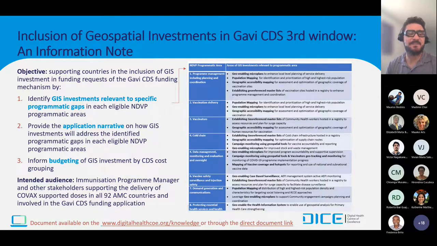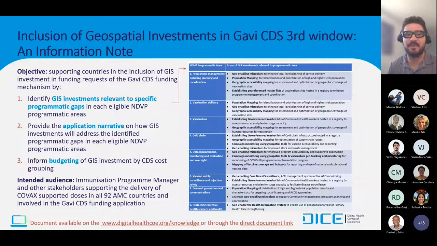The document is intended for immunization planners, managers, and other stakeholders involved in the application, and it provides practical information that they can use to, first of all, identify the GIS investments that are relevant to specific programmatic gaps in the NDVP eligible areas, and to formulate a narrative on how these investments will address the programmatic gaps. And finally, it supports the formulation of a sound budget by providing a list of cost items that need to be considered for each investment.